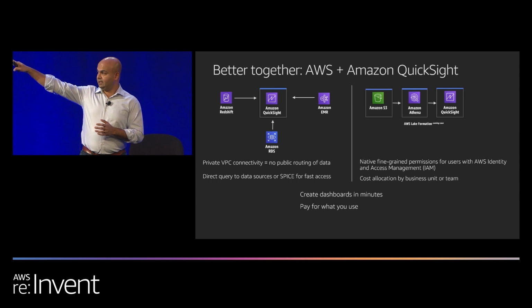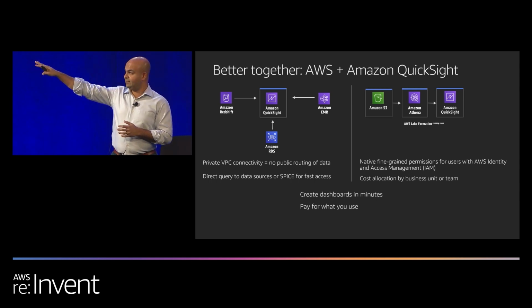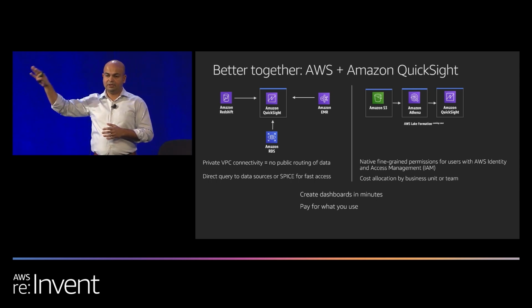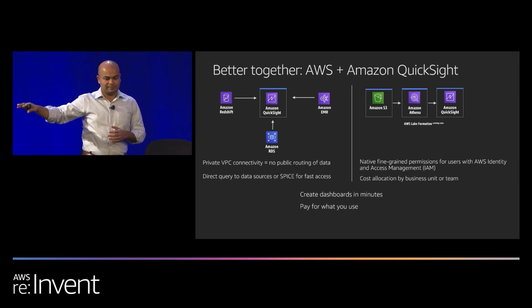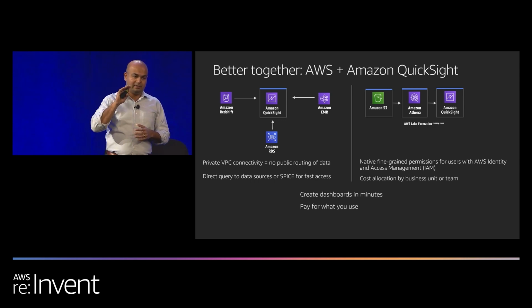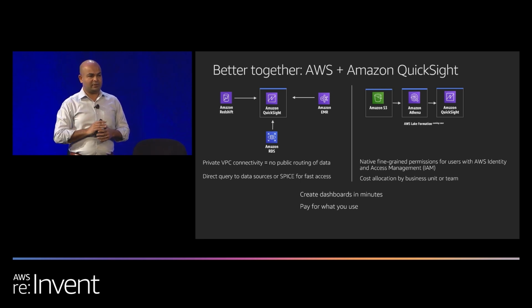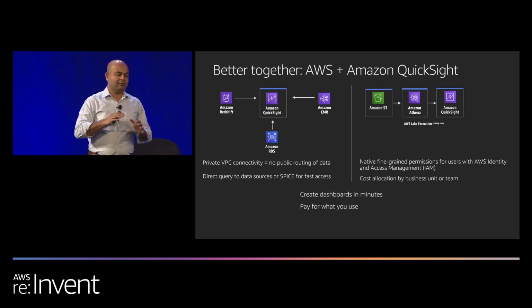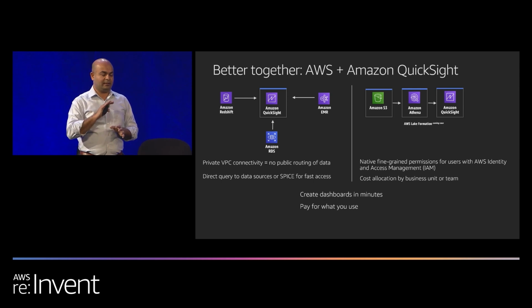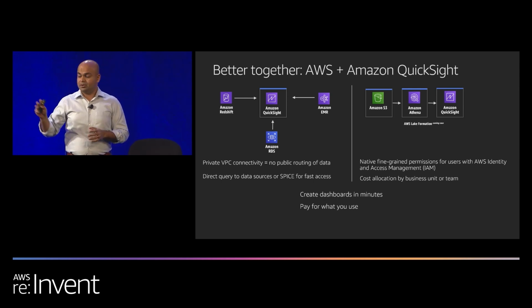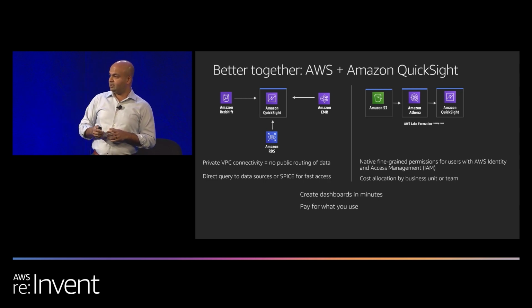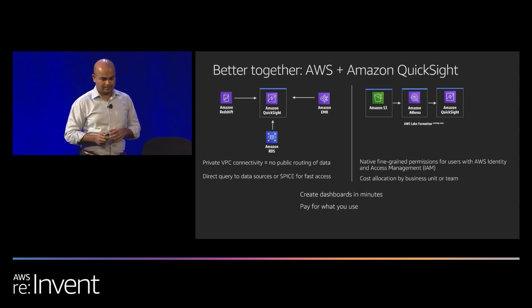And the second point I'd like you to take home is our serverless architecture that QuickSight enables. So with S3, Athena, and QuickSight, you're able to create this serverless pipeline where you can control access via AWS IAM permissions, and you have a very easy way to set up and manage analytics off of just S3 data. So what this means is you can create dashboards in minutes and you pay for what you use.